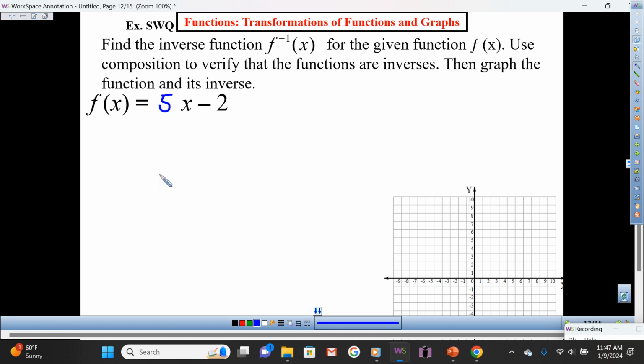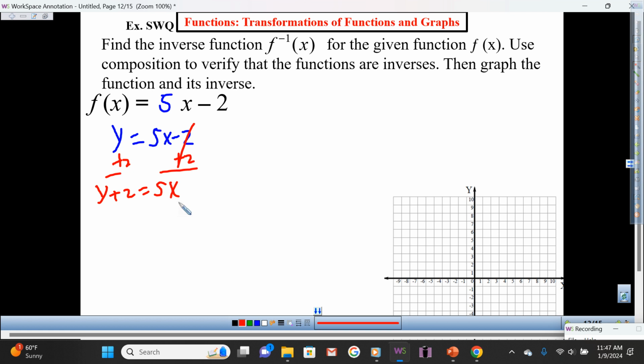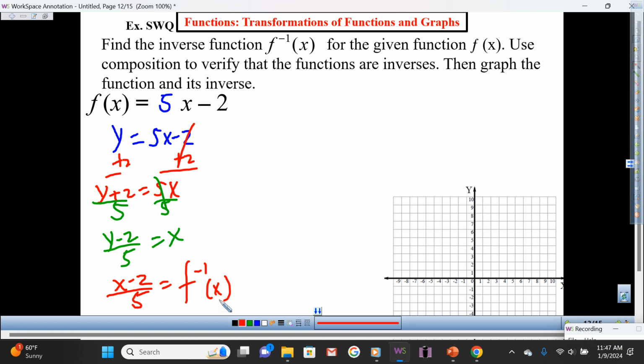All right. So, what do we do first, Jacob? Change y equals 5x minus 2. Next, solve for x. Plus 2, plus 2. Y plus 2 equals 5x. Next step, divide by 5, divide by 5. Y minus 2 over 5 equals x. But now we do the inverse, which is switch them, yes? So therefore, x minus 2 over 5 equals f inverse of x.